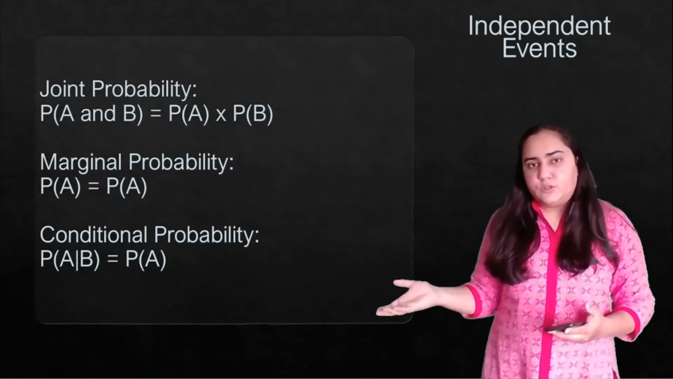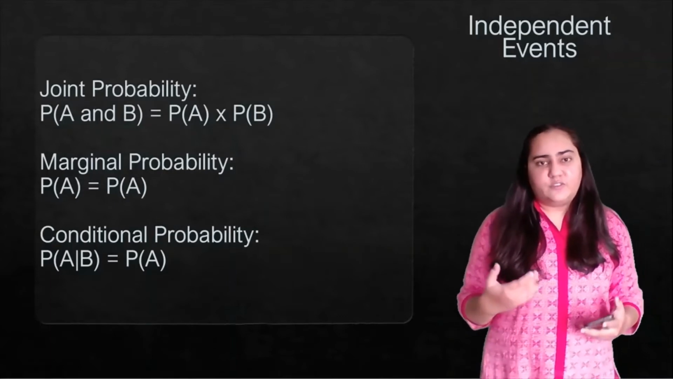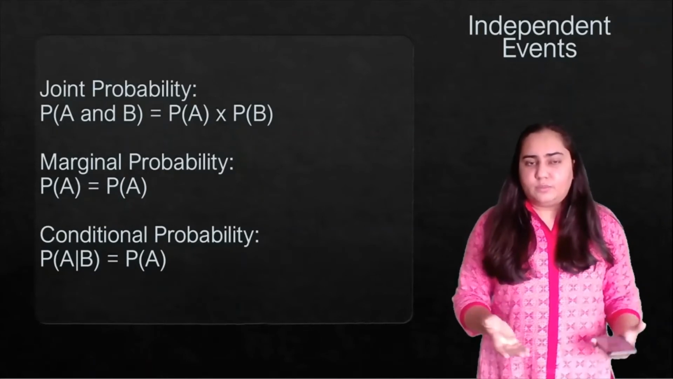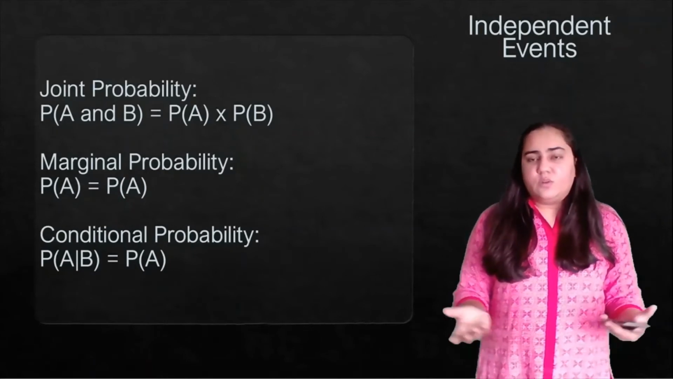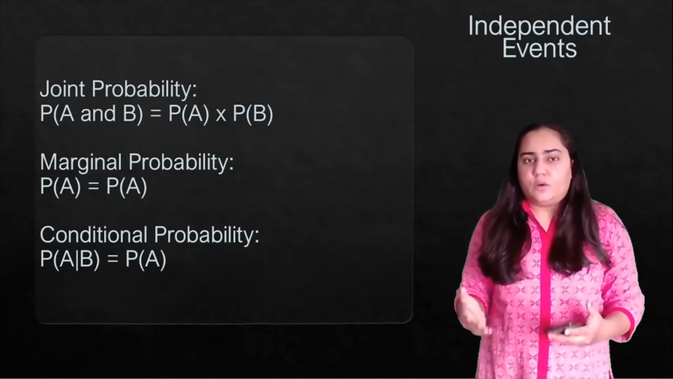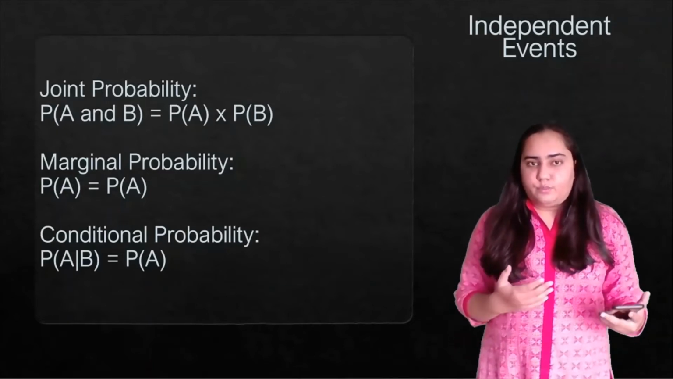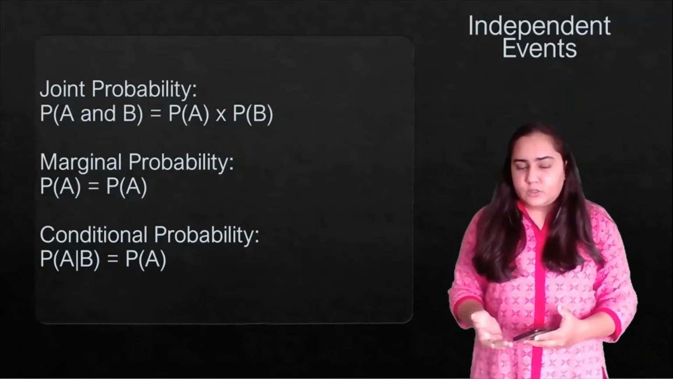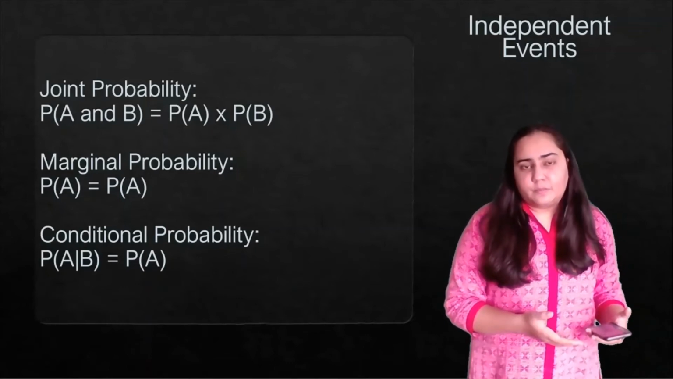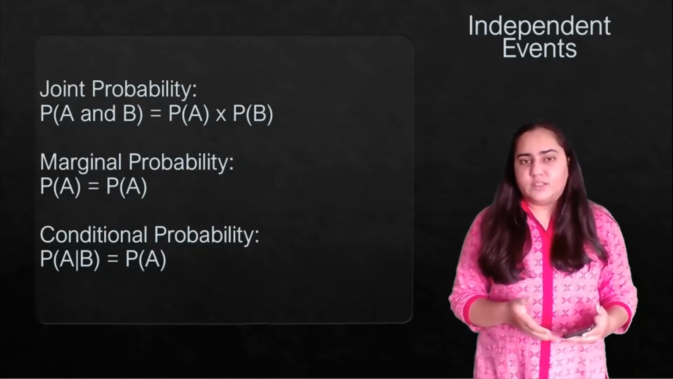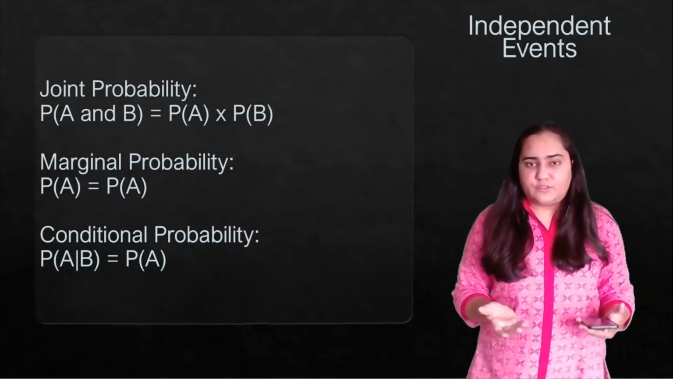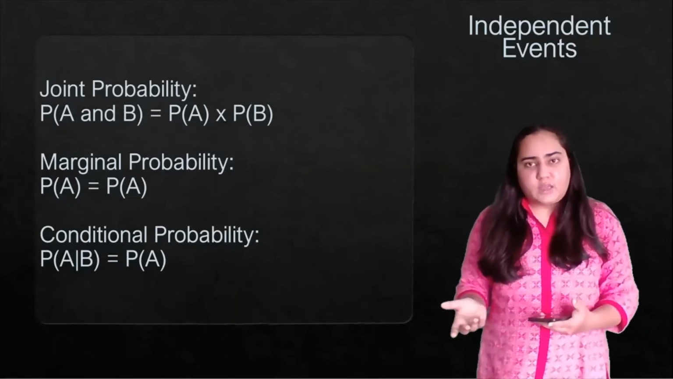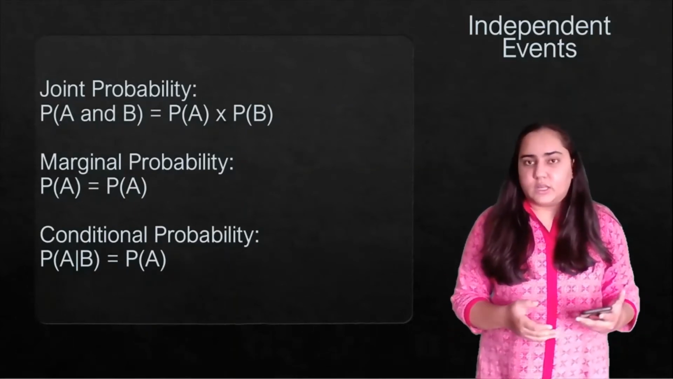And what about conditional probability? In the case of conditional probability, since we are saying that A and B are not dependent on each other, it won't matter if B is occurring or not. Conditional probability is A given B. So B has already happened. Now what is the probability of A? In this case, it's not going to affect the probability of A in any way. So P of A given B is simply P of A, because A does not depend on B.